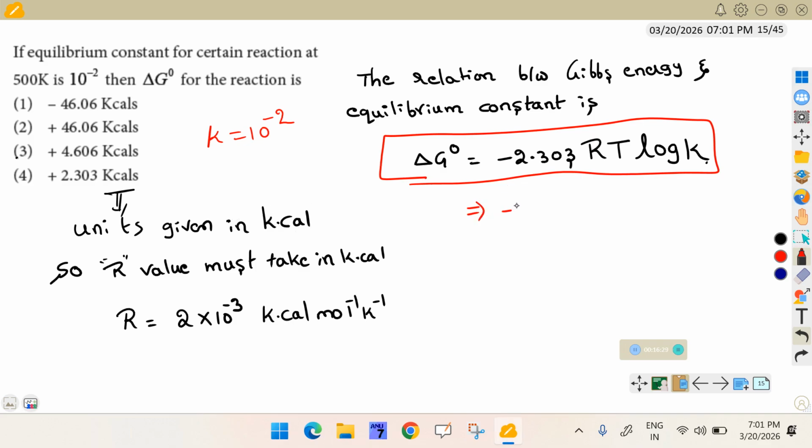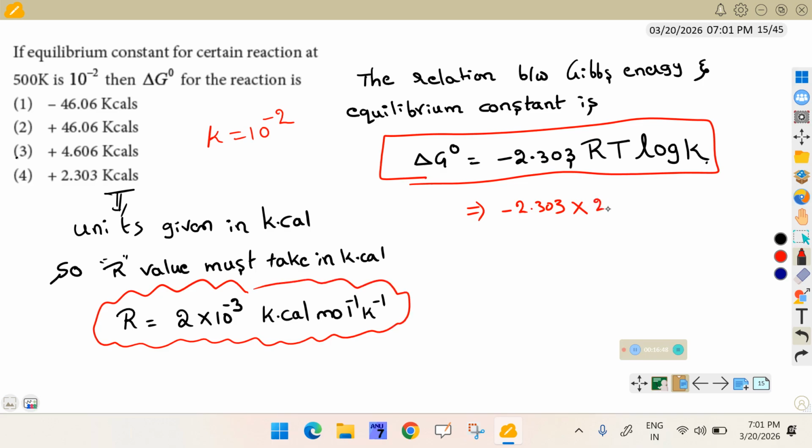Substitute the values. Minus 2.303 into R value. Take R value in terms of kilocalories, because the units in the answer are given in kilocalories. R value in terms of kilocalories is 2 into 10 power minus 3. Then 2 into 10 power minus 3 into temperature, given as 500, into log K, log of 10 power minus 2. Minus 2.303 into 2 into 10 power minus 3 into 5 into 10 square.